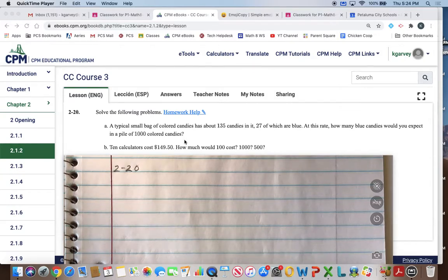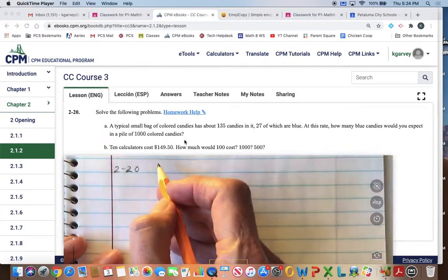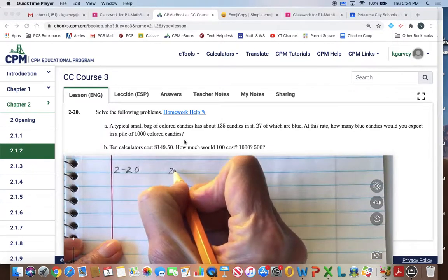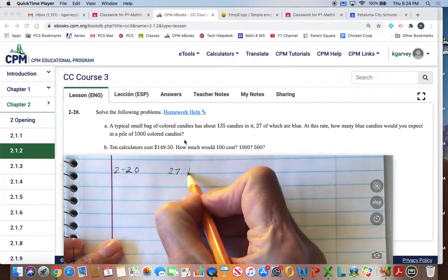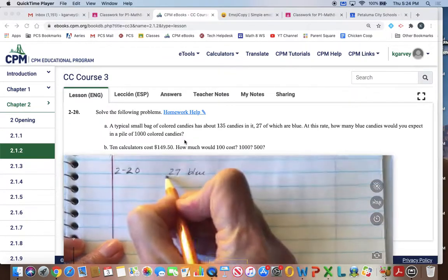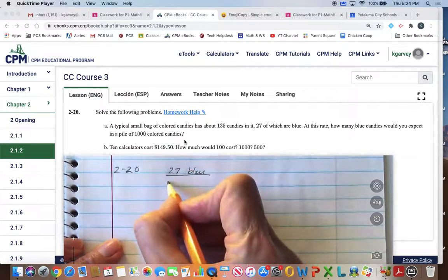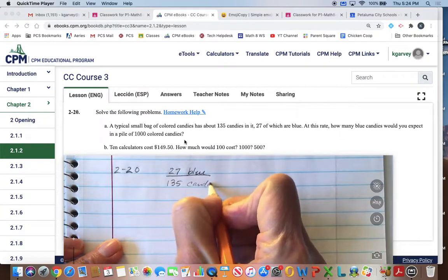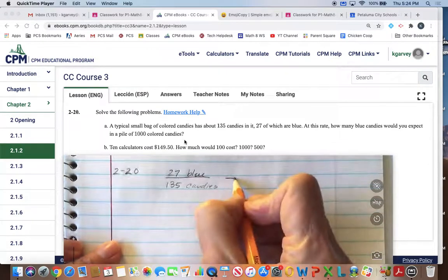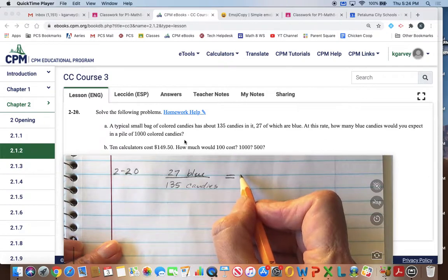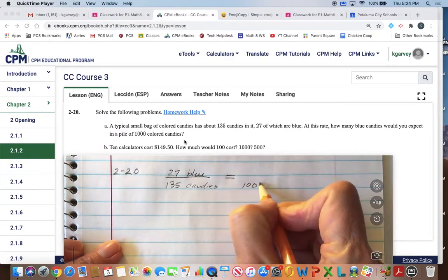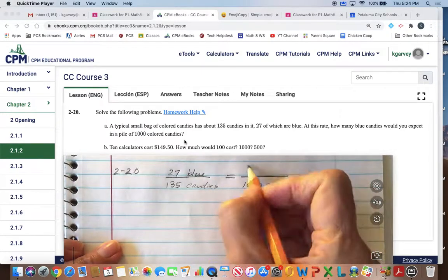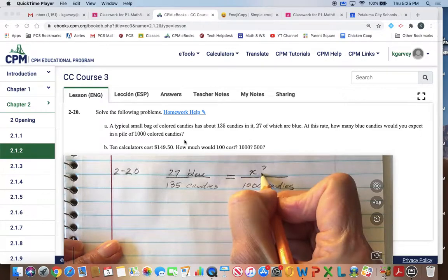Okay, so this is a proportion problem. And we're given a proportion up above, which is there are 27 blue candies for every 135 candies. And then we're supposed to figure out if we had a pile of 1,000 candies, how many of them would be blue?